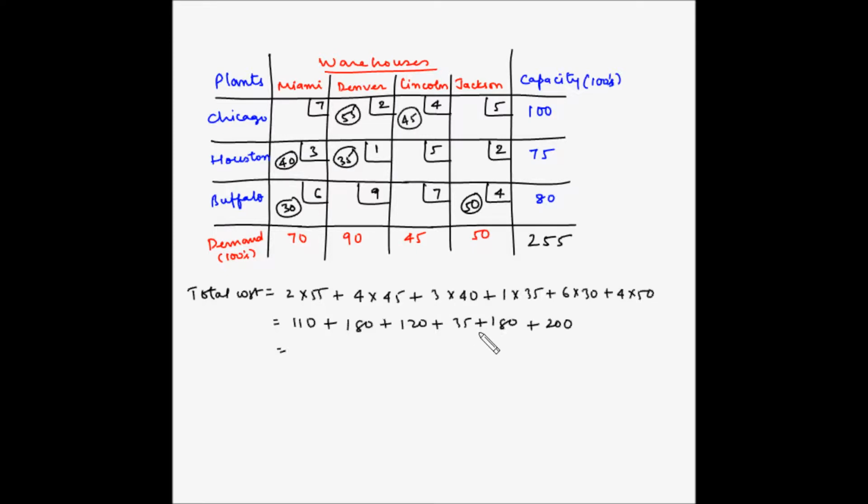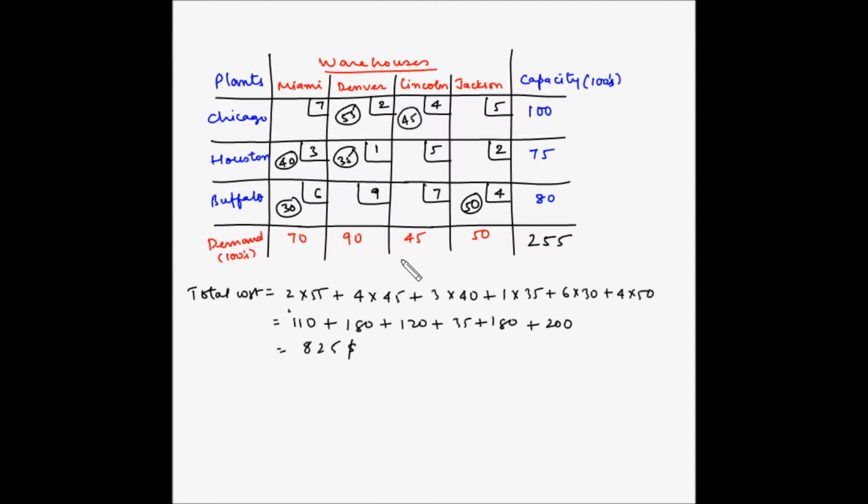Now let's add this up. So unit place we have 5, tens place we have 1 plus 8 is 9, plus 2 is 11, plus 3 is 14, plus 8 is 22, 2 carry over, 2 plus 1 is 3, plus 1 is 4, plus 1 is 5, plus 1 is 6, plus 2 is 8, so $825. So just to remind you, the previous transportation cost that we had obtained prior to the first iteration was $855. So we do have an improvement of $30 here in the overall transportation cost.